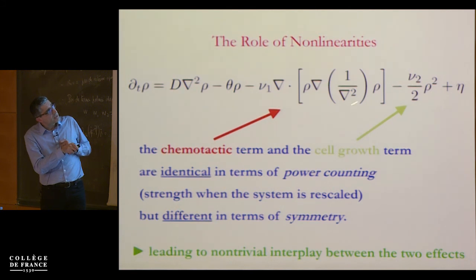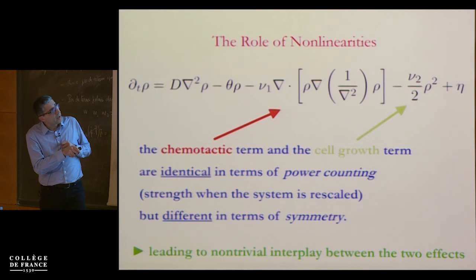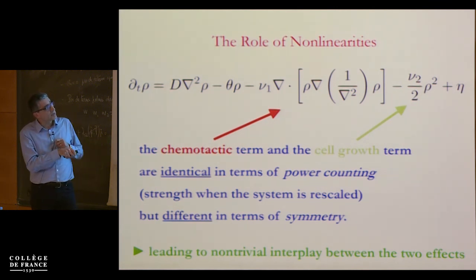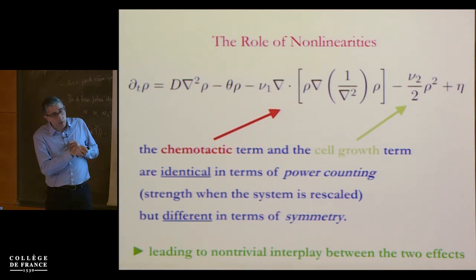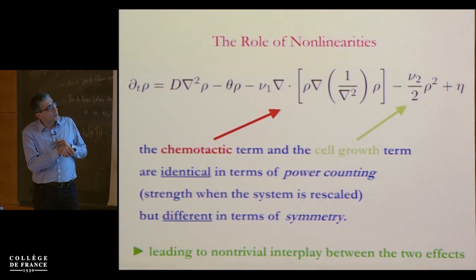But if you integrate this term over the whole volume of the system, you get a boundary term, or zero, when there's no boundaries. And if you integrate this one, you don't get zero. So it means that symmetry-wise, these two terms are not the same. And that allows them to compete with each other. So the cell division or growth term will compete with the chemotactic term.